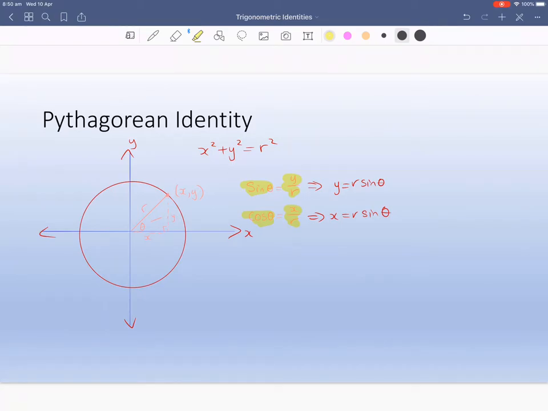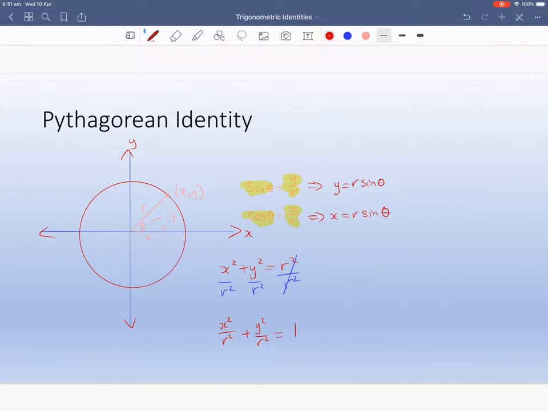Okay, so what we need to do is I'm going to use this and give us probably the most important trigonometric identity that we'll use in this course. So I'm going to divide both sides by r squared, so that cancels out and becomes 1. And then I need to divide every term by r squared. So what I get is x squared over r squared plus y squared over r squared equals 1.